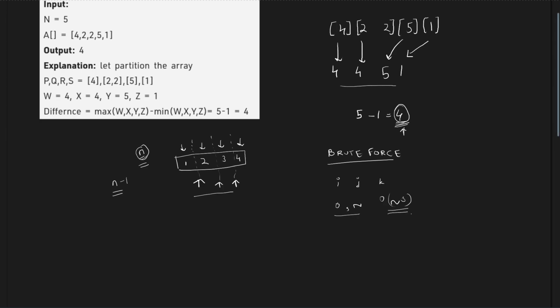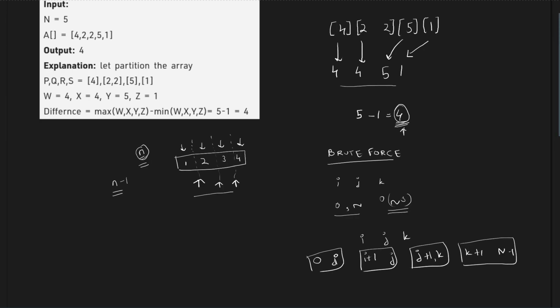This is a simple brute force approach, where you take 3 pointers i, j, and k such that you traverse them through the array, and for each value of i, j, and k, you will get some subarrays. The first subarray can be from 0 to i. The second subarray can be from i plus 1 to j. The third subarray can be from j plus 1 to k, and the fourth subarray can be from k plus 1 till n minus 1. So these are the 4 subarrays that are formed when you take some values of i, j, and k.